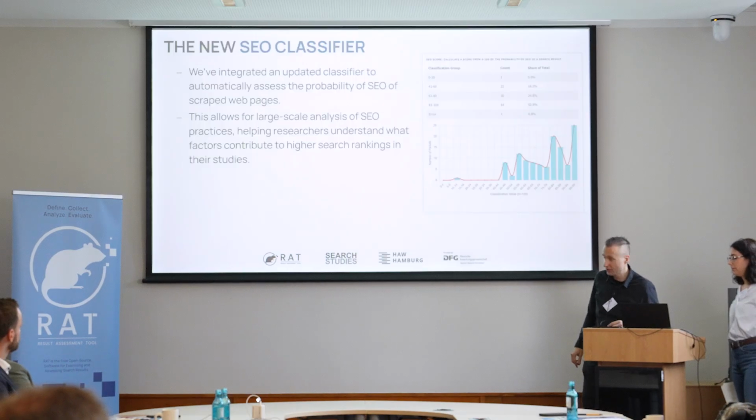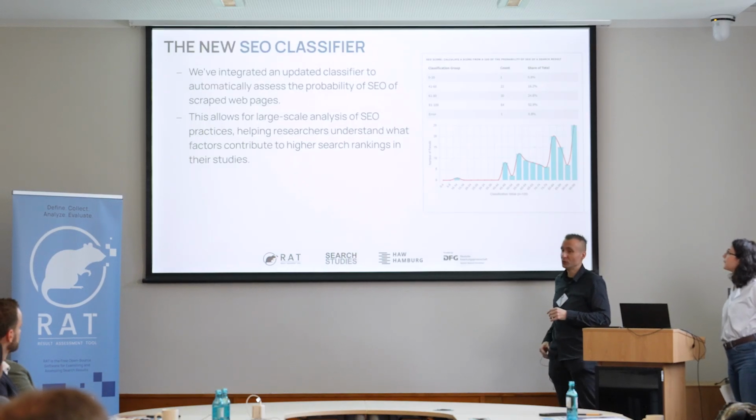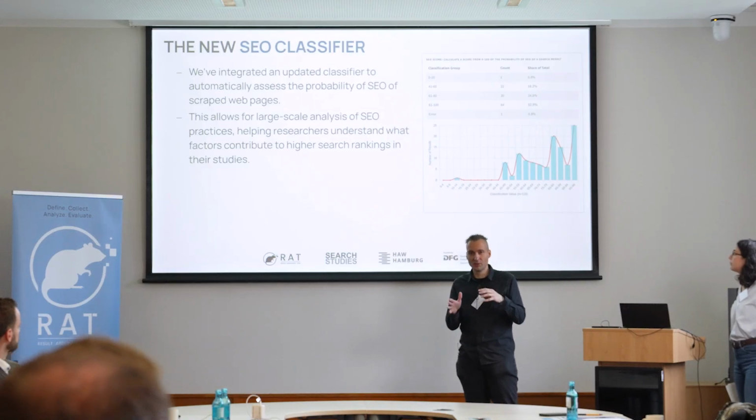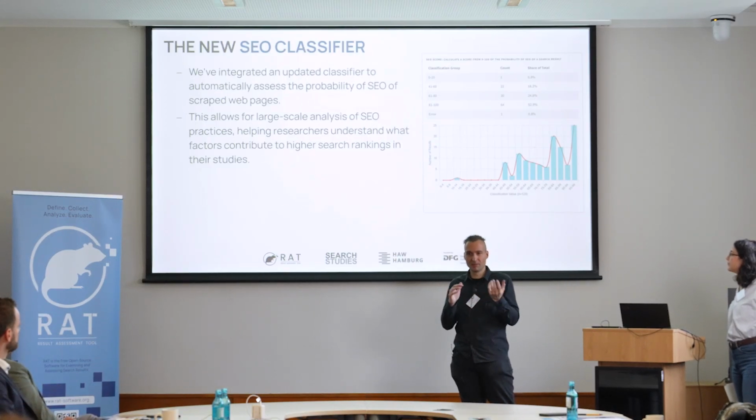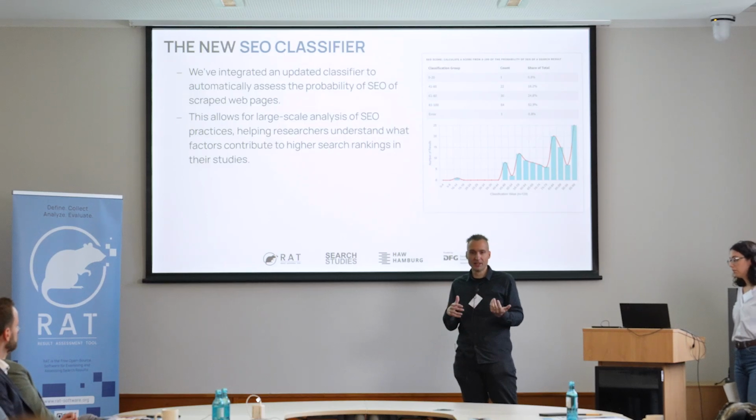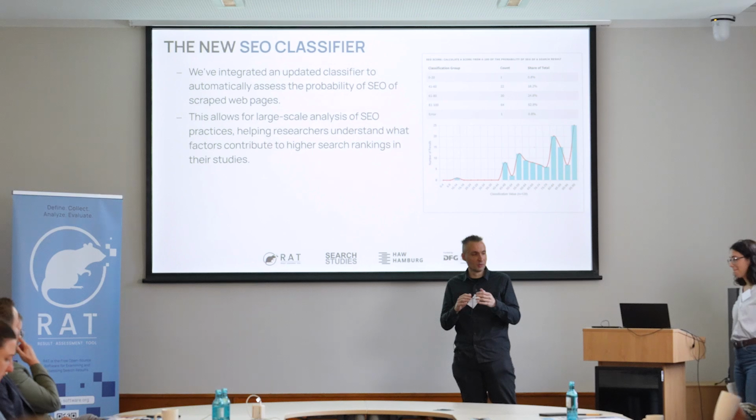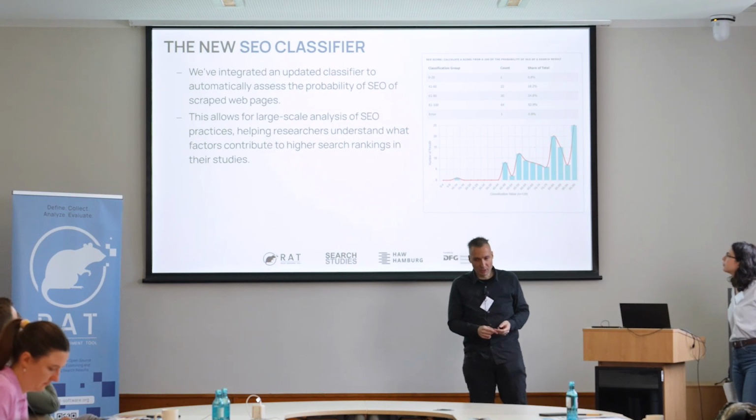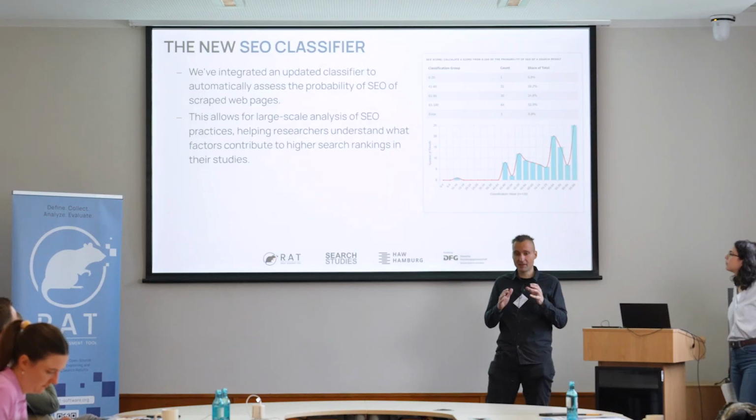Okay, and I will talk a bit about the new SEO classifier we developed. In the past, as we saw on an older screenshot from Dirk, there was an SEO classifier that was able to classify the probability of SEO measures on a website in one of 4 categories: most probably optimized, probably optimized, probably not optimized, most probably not optimized.